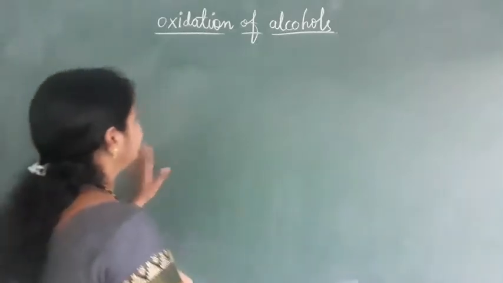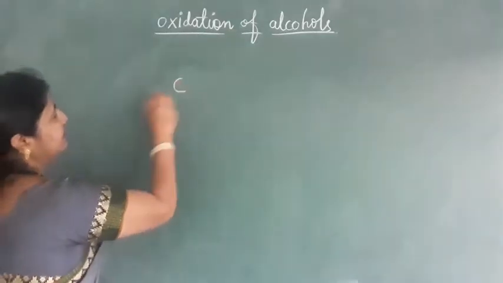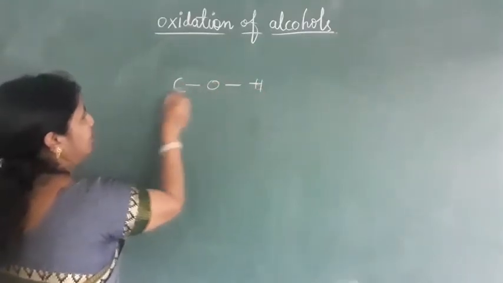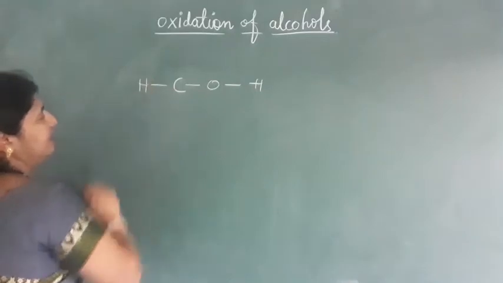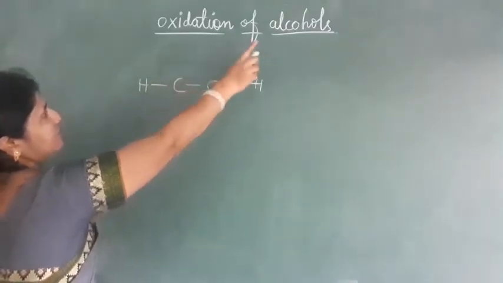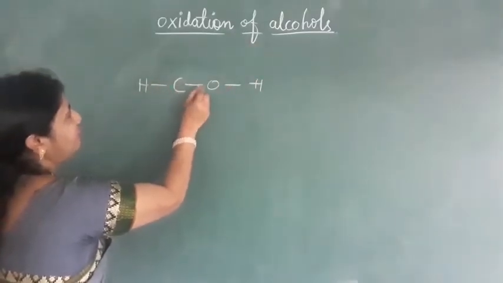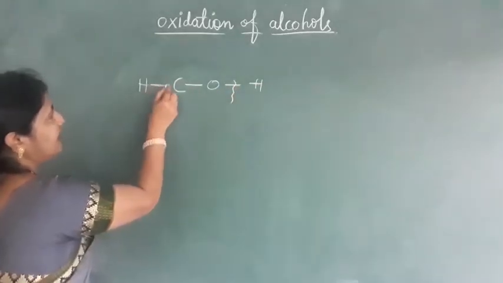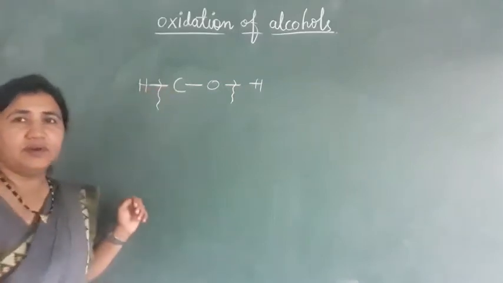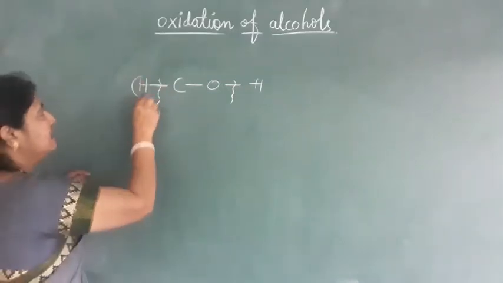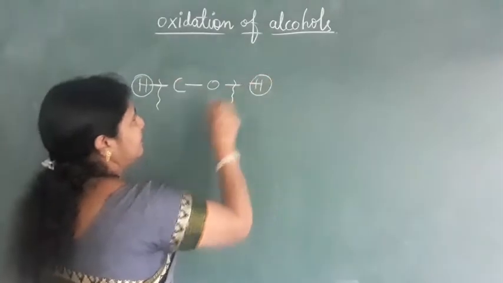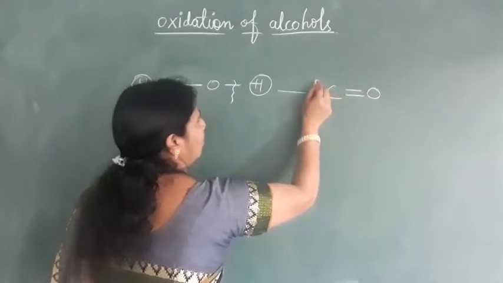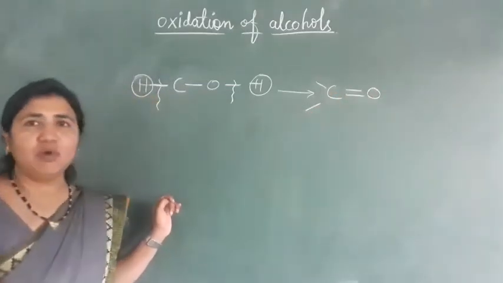Oxidation of alcohol is nothing but the cleavage of, this is carbon, we have oxygen and hydrogen, and here we have hydrogen. Oxidation of alcohol is the cleavage of this oxygen-hydrogen bond and this carbon-hydrogen bond. Due to that, these two hydrogens are removed, and we get the formation of a carbon double bond O here.